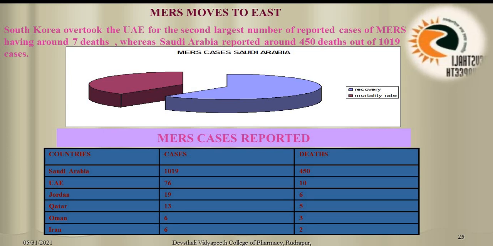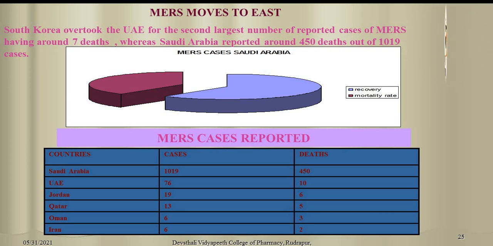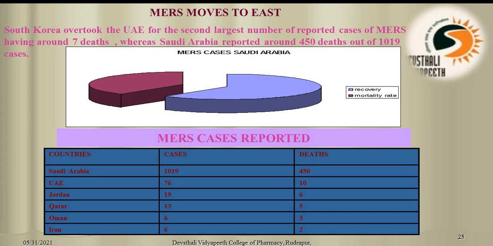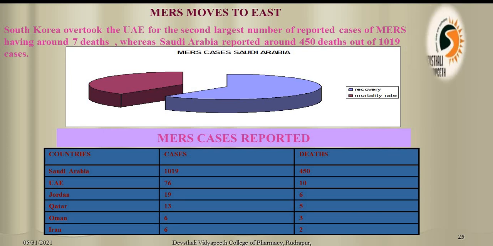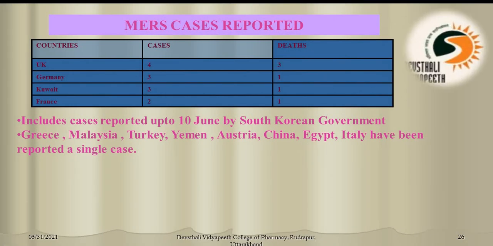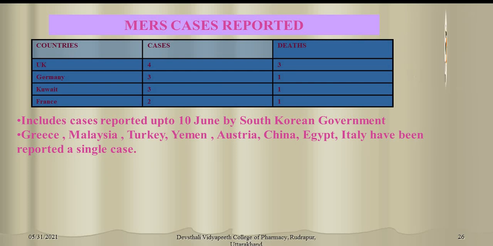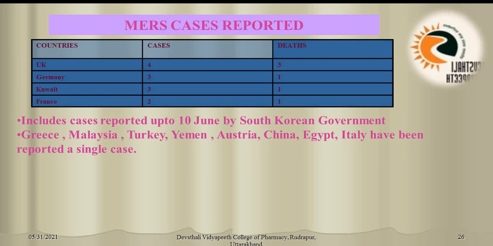As you can see in the chart of MERS cases in Saudi Arabia, the mortality rate is comparatively less than the recovery rate. That means the recovery rate was also good. In Saudi Arabia the cases were 1019 with 450 deaths, and in UAE 76 deaths were recorded. After that, countries like Greece, Malaysia, Turkey, Yemen, Austria, China, Egypt, and Italy reported single cases throughout the disease.